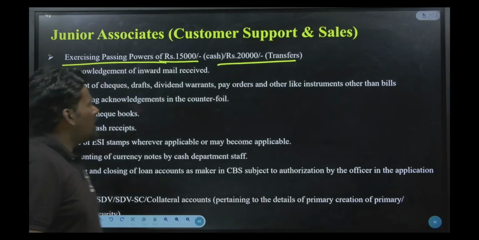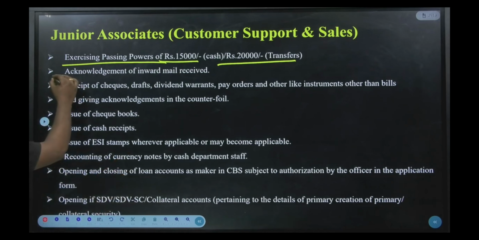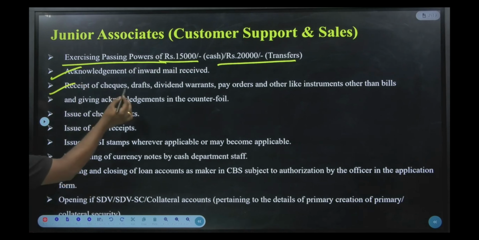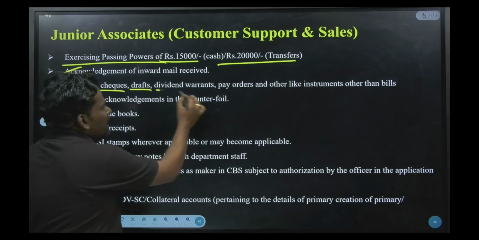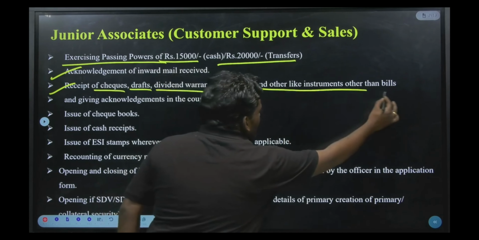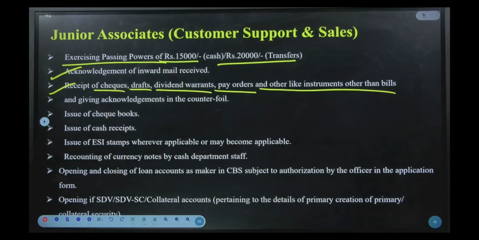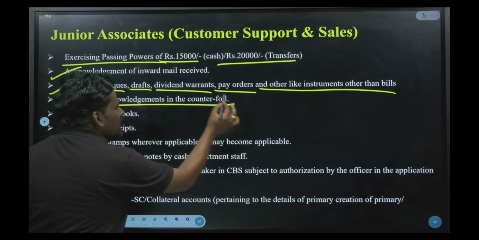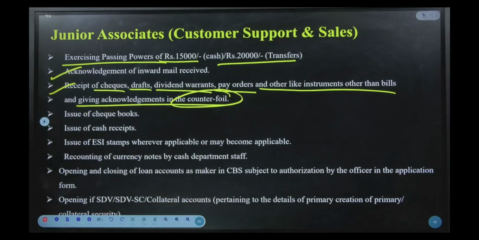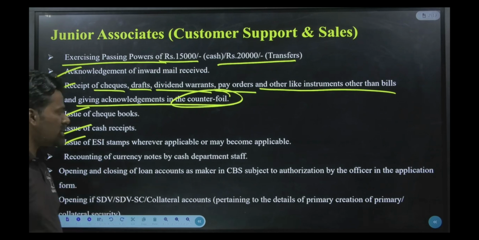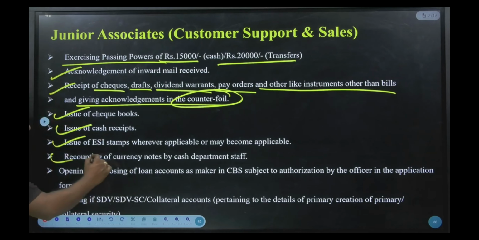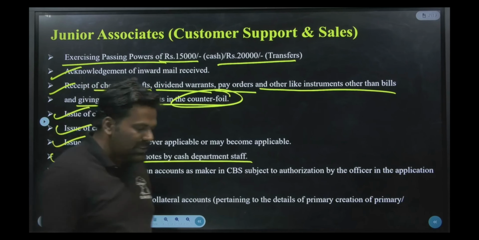Now coming to the next important duty, which is acknowledgement of inward mail received. Next, coming to receipt of checks, drafts, dividend warrants, pay orders and other negotiable instruments other than bills, and giving acknowledgement in the counterfoil. This is a very important duty of a junior associate. Next is issuance of checkbooks, issuance of cash receipts, then issue of ESI stamps. Okay, this is very important. Recounting of currency notes by cash department staff.